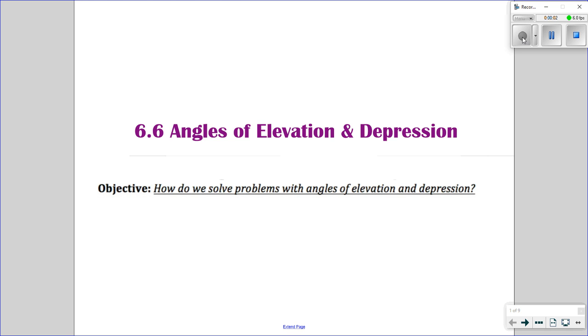Hi, today we're going to be doing 6.6 angles of elevation and depression. And the objective is how do we solve problems with angles of elevation and depression. So everything you've learned so far in Unit 6 with trig ratios, functions, finding missing sides, and also angles are all going to be dumped into this topic and then applied to finding angles of elevation and depression.